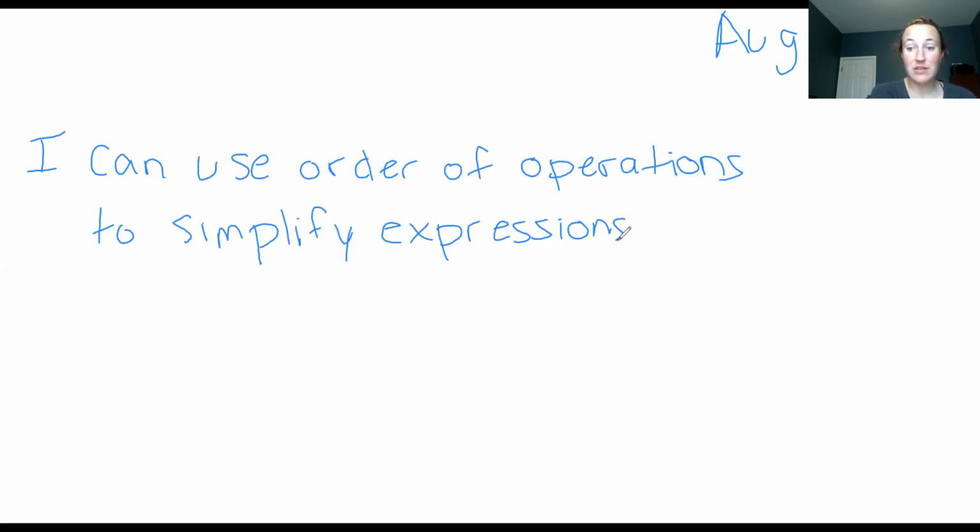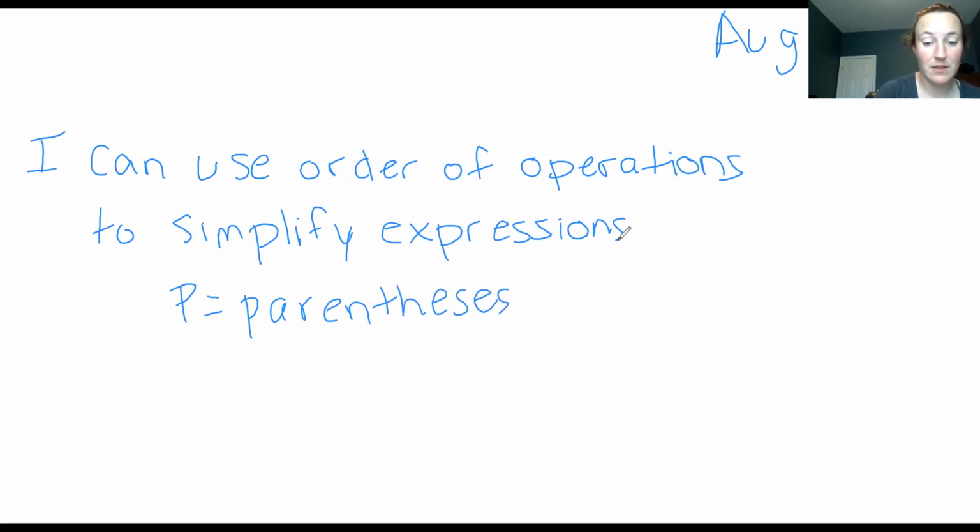If everybody has that written down, so order of operations, think you guys remember, that's going to be PEMDAS. So let's write down what that is. So PEMDAS, P, that's going to be our parentheses. Again, since I'm writing it down, it should be going down on your paper. I'll give you a second to write that down. E is going to be our exponents.